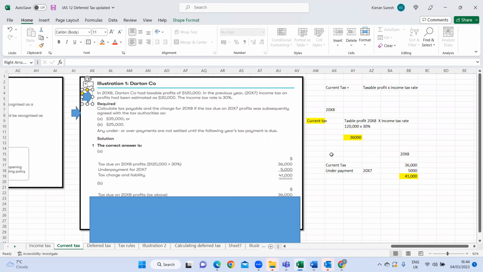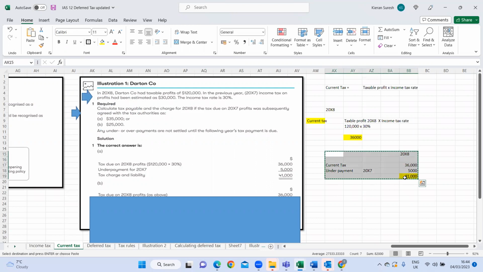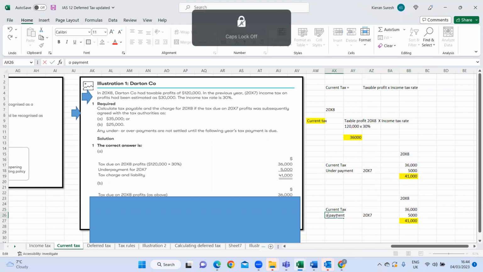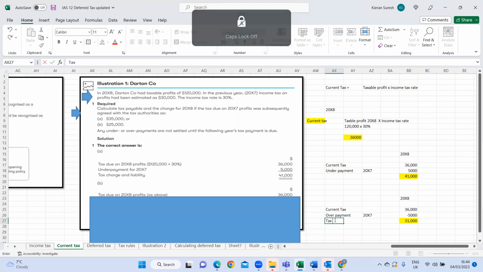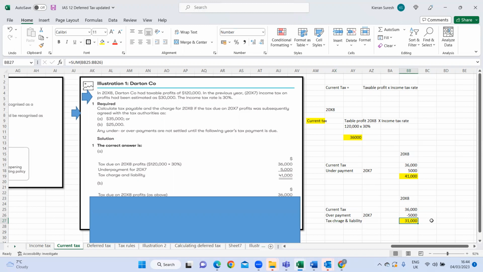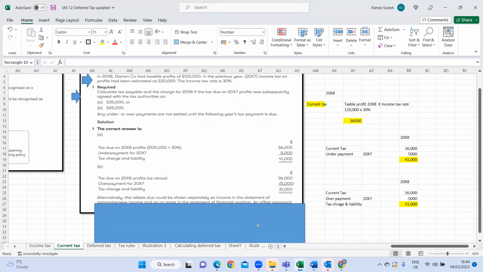So if I redo this for part B, the first figure is the same as the earlier one, but here it is not an underpayment. I have overpaid to HMRC, an overpayment for 2017. How much was the overpayment? 5,000. So the overpayment would reduce my liability. So my tax charge and tax liability for the current period with respect to 2018 is now going to be 31. I hope that's clear.